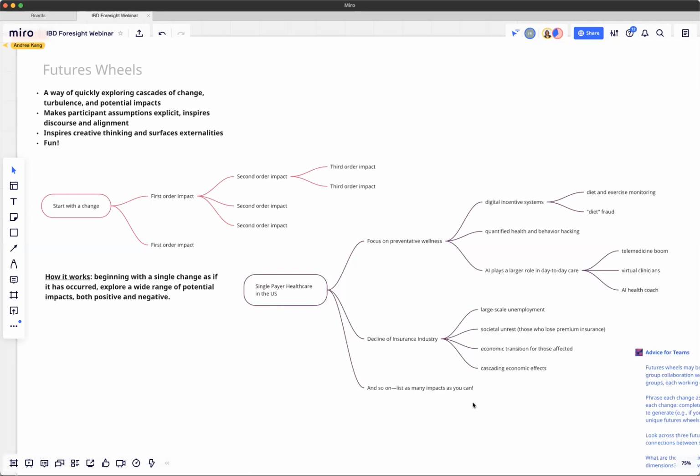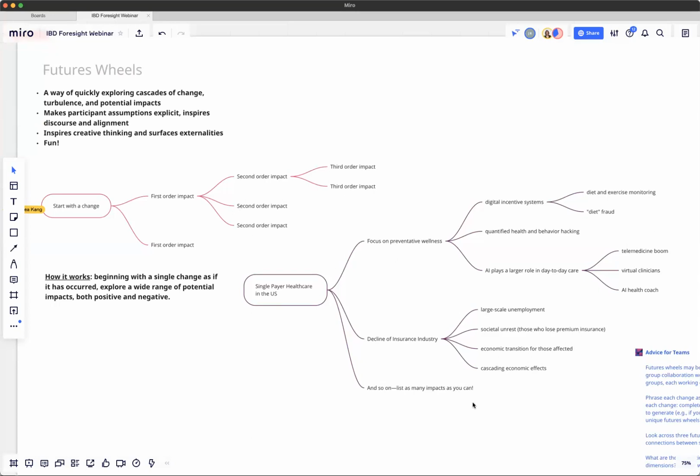So if I was to say, well, what might happen if single-payer healthcare in the US occurs in 2031? Well, one person might say, well, the world might shift to focus on preventative wellness, and that might create digital incentive systems that then create platforms of diet and exercise monitoring. And I might say, that's interesting.